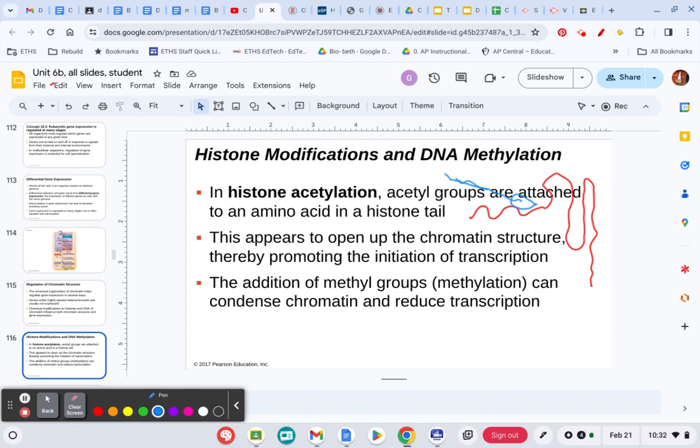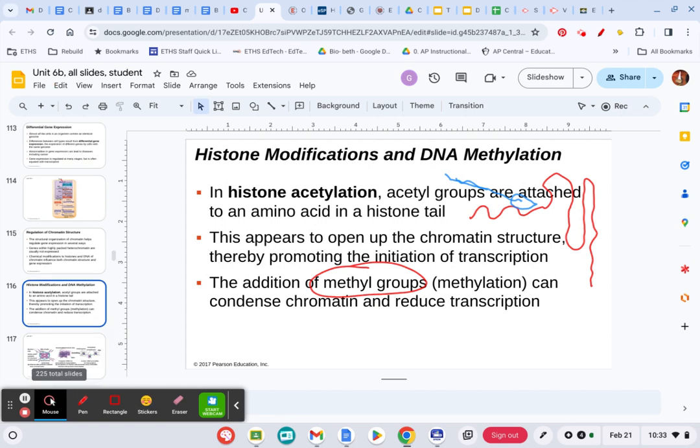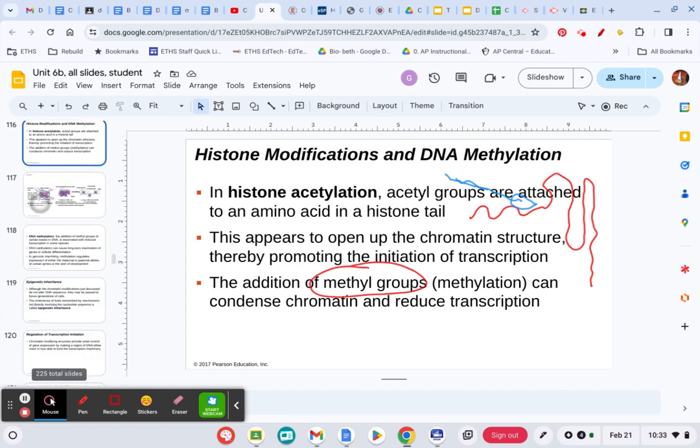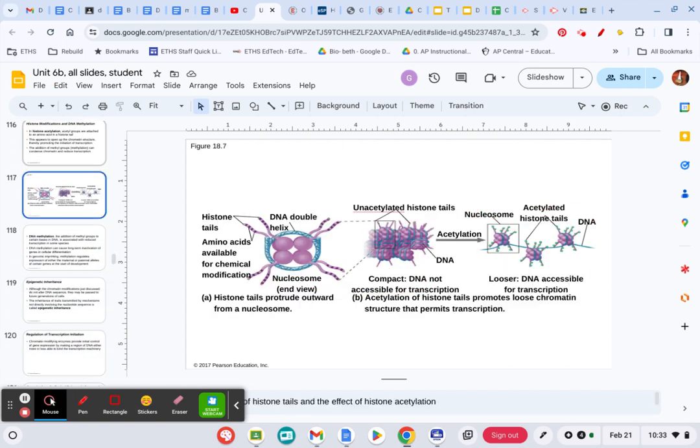And like I said before, kind of got the cart before the horse here. If you add on a methyl group, you condense it. You make it very, very tightly coiled and reduces the ability of the RNA polymerase to get in there and do its job. So that would be the easiest way to go about doing that, or stopping a gene from being expressed. But that's not the only way that we can do it. There's other ways too. I think this picture kind of shows it probably better than I can.